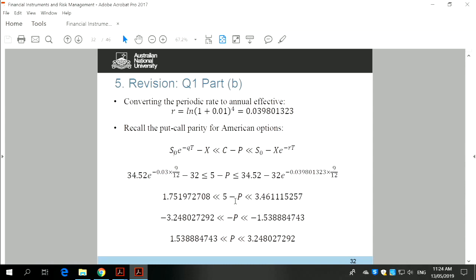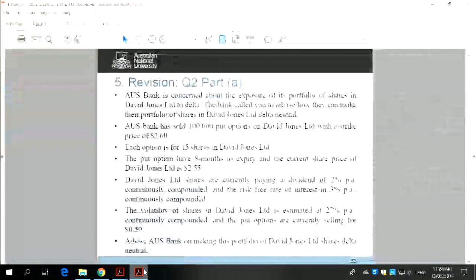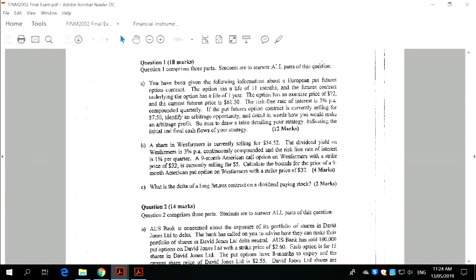Okay, so basically this put option should not be selling lower than $1.53 and should not be selling higher than $3.24. Okay, so that's part B of question 1. What else do we need to do with the first part of question 1? Okay, what is delta?